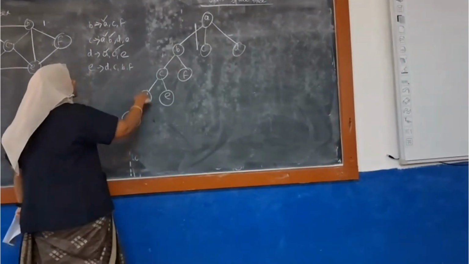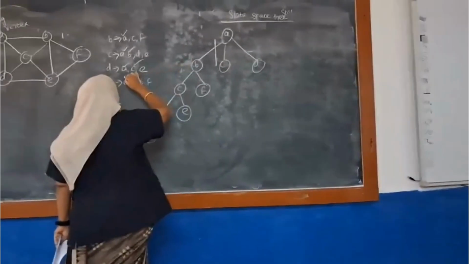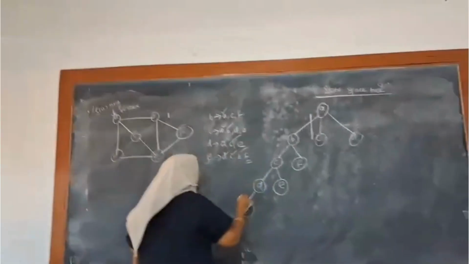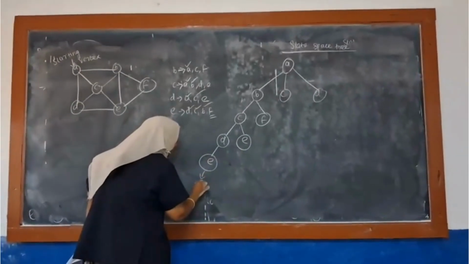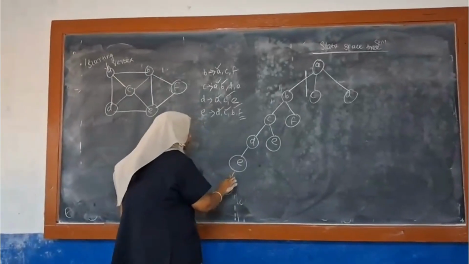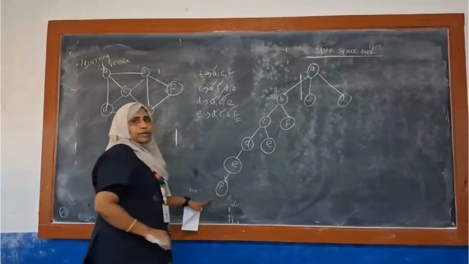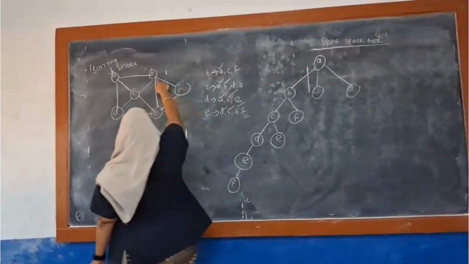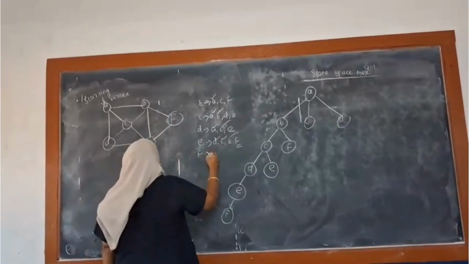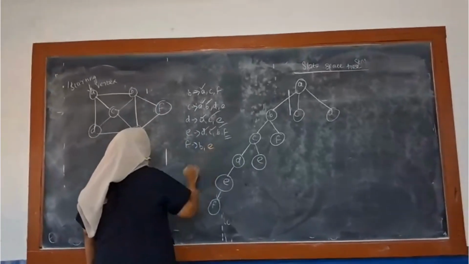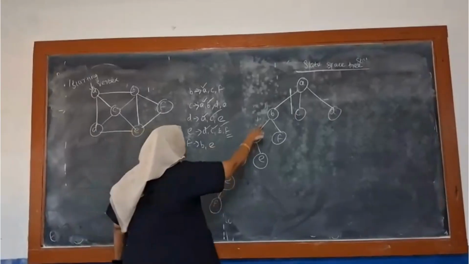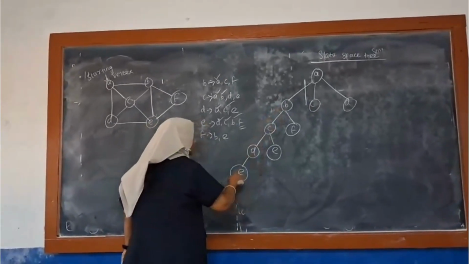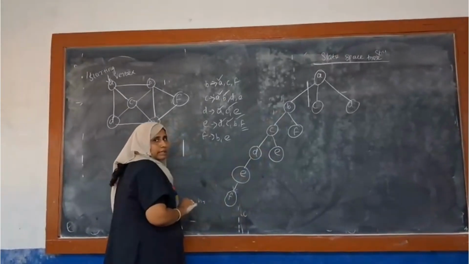Already D is there, C is there, B is there. F is not there, so I'm taking F. From F, what are the neighbors of F? B and E. B is visited, and E is also visited.